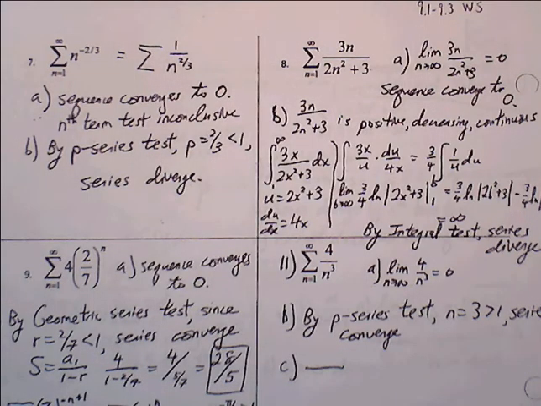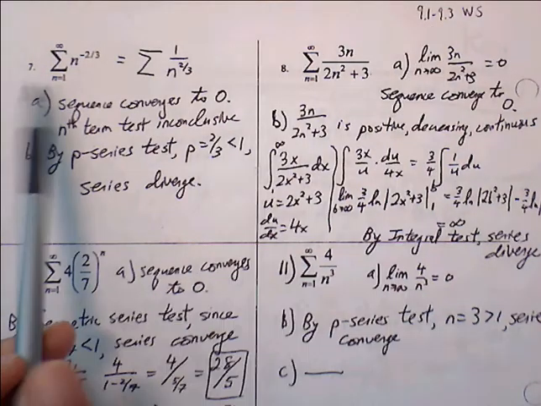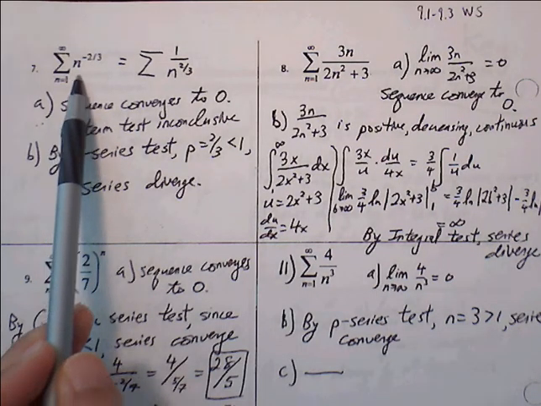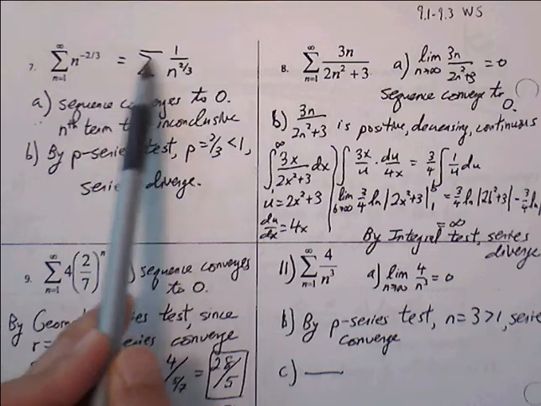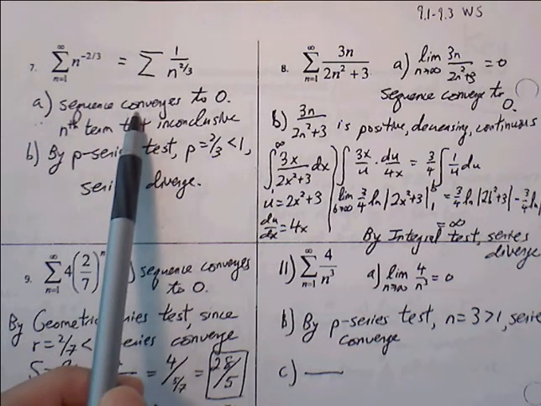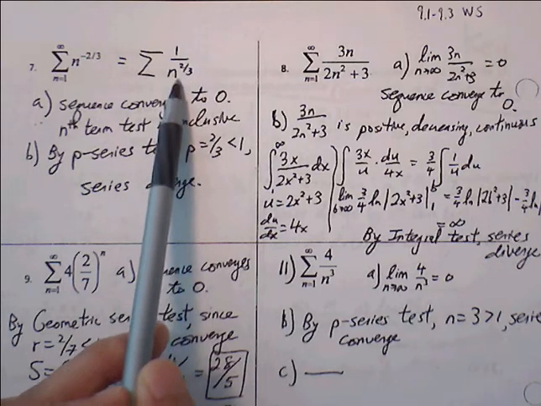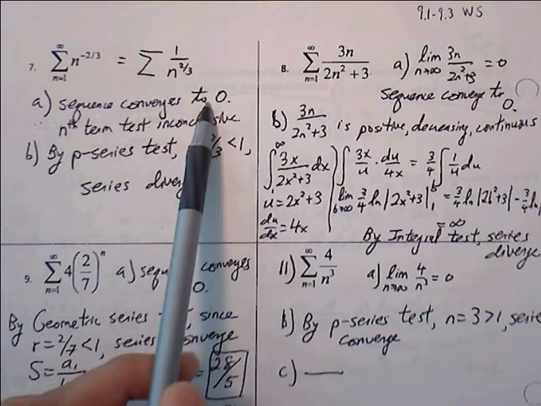Let's continue with the back page of the 9193 review worksheet. Number 7, we have the summation of n to the negative 2/3, which we can rewrite as 1 over n to the 2/3. If you want to evaluate what the sequence converges to, find the limit as n approaches infinity of 1 over n to the 2/3.